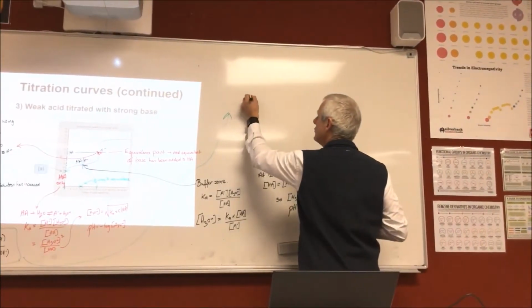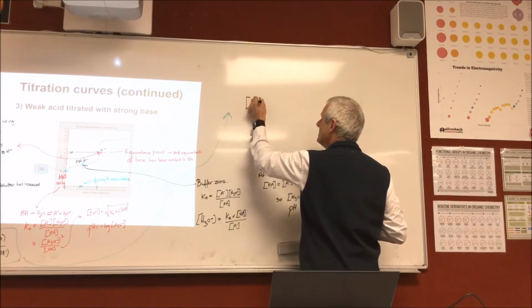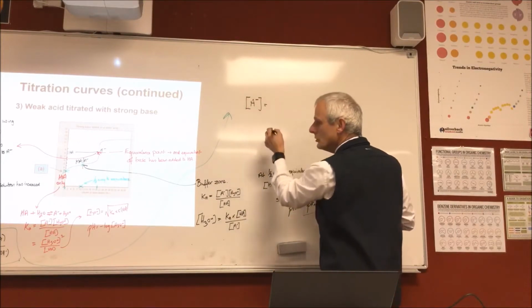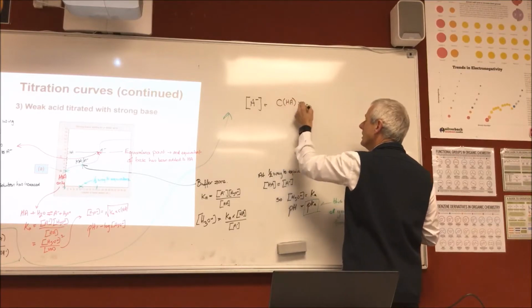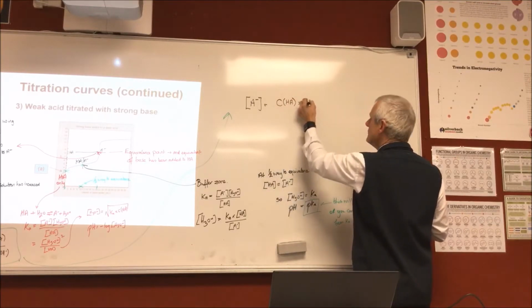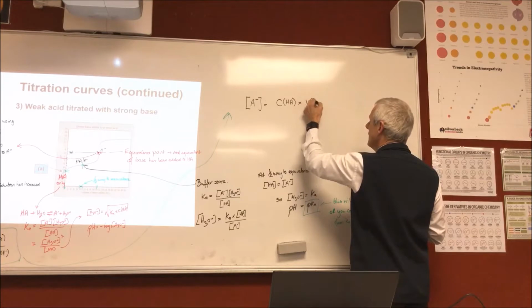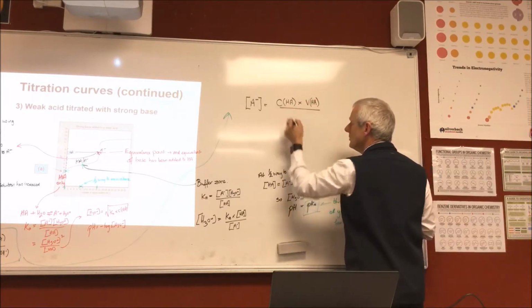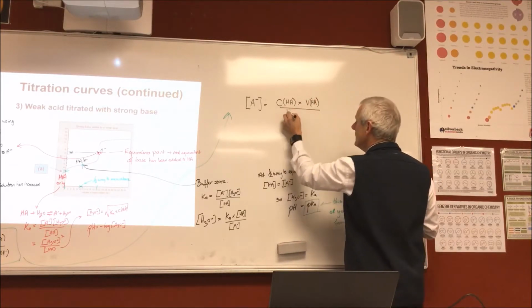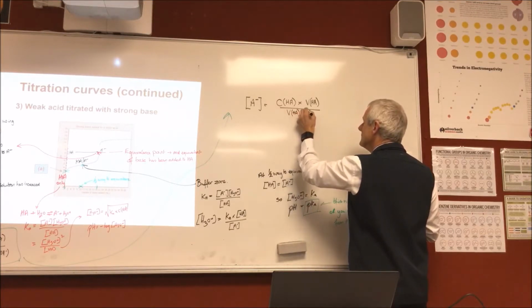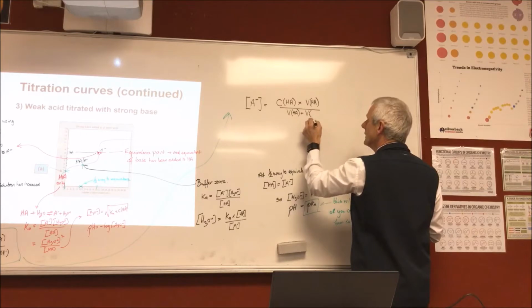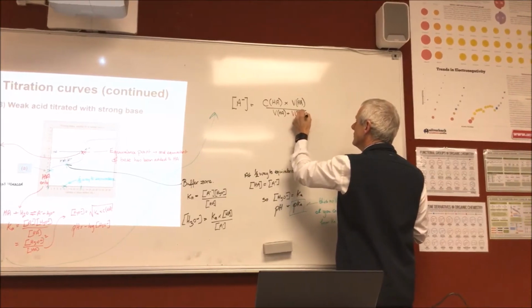The concentration of A minus is equal to CHA times VHA divided by VHA plus VOH minus. That's what that is.